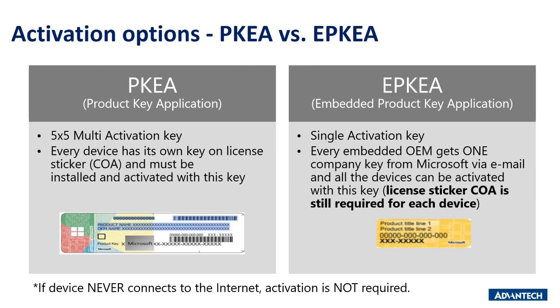EPKEA is using a company key acting as a multi-activation key instead. You can pre-build the key in your production master image and deploy the same key to every one of your devices. This way, OS activation will be automatically done in the background with no pop-up windows or notifications. The two activation methods have different licenses to represent them, so you need to determine your OS activation scheme before buying licenses.